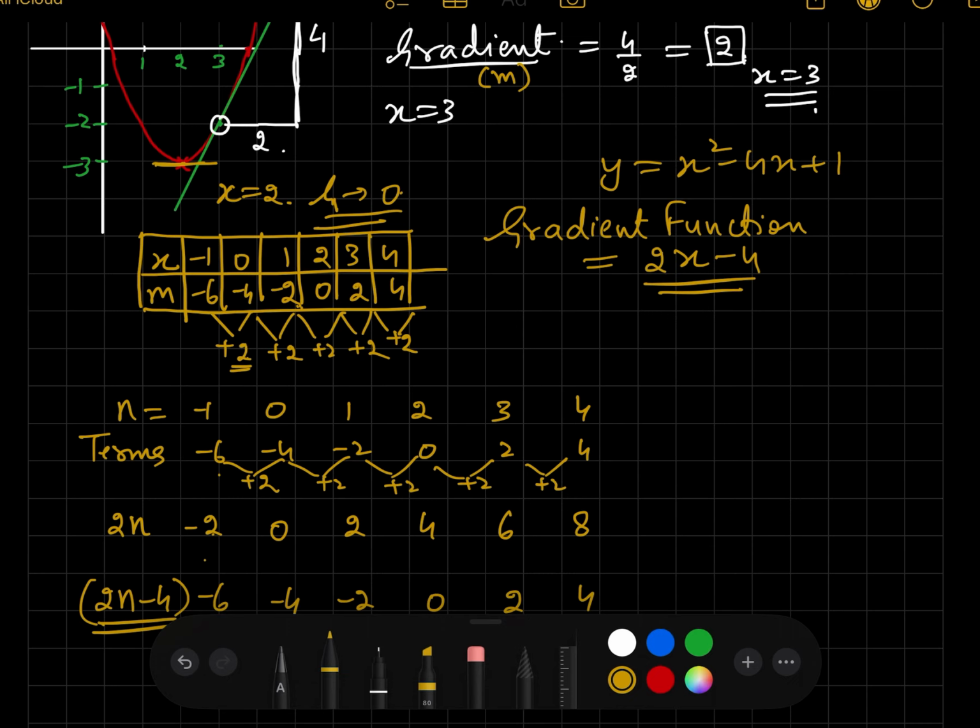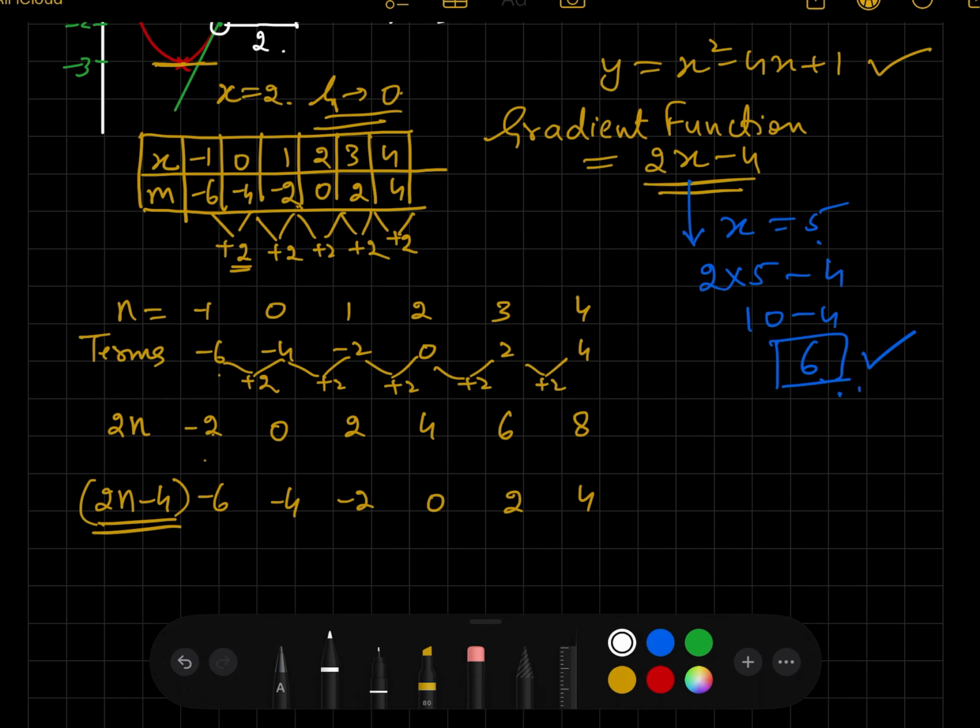So if you have to now find what would be the gradient of this curve at, let us say, x equal to 5, what would be my gradient? I can simply plug in x equal to 5 and write 2 times 5 minus 4, which is 10 minus 4, which is 6. So I can easily say that at x equal to 5, the gradient of my curve would be 6. Understood? So this is the basic of the gradient.